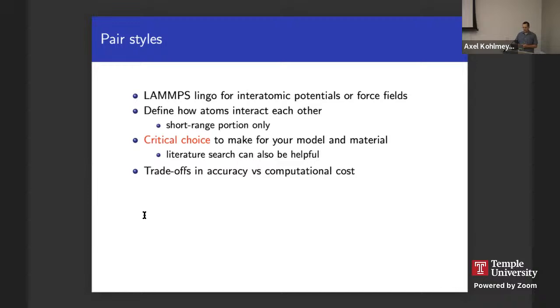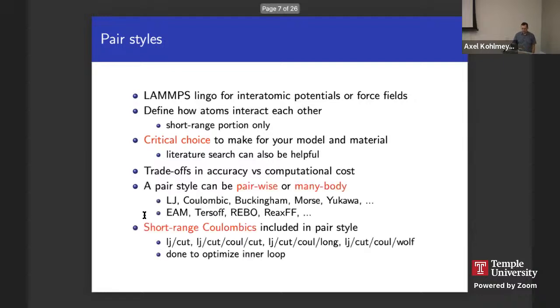So for example, if you want to model a semiconductor, then using a pair style for a metal is not a good choice. That's not going to have the physics that you need. There are also trade-offs in accuracy versus computational cost. So there's some really expensive machine learning potentials in LAMMPS, and you may or may not need that much accuracy. They're very expensive. A pair style can be either pairwise or many-body. So even though it's called a pair style, it can be many-body.